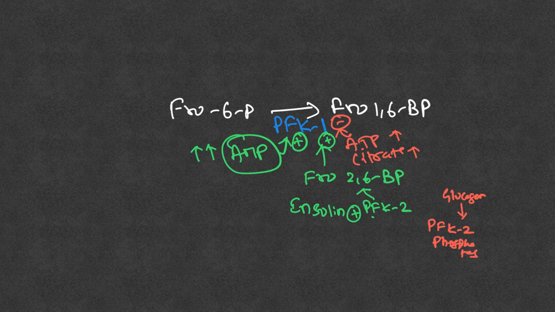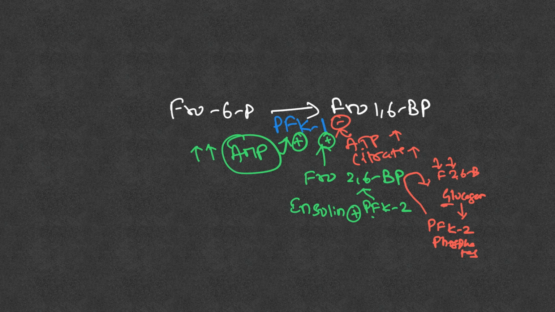phosphatase. And this PFK2 phosphatase is going to decrease the concentration of fructose 2,6 BP. Fructose 2,6 BP concentration will be decreased by glucagon by keeping the PFK2 phosphatase component active. Thereby fructose 2,6 bisphosphate is converted to fructose 6-phosphate. Overall fructose 2,6 BP concentration decreases, and that means its effect on PFK1 is not there.